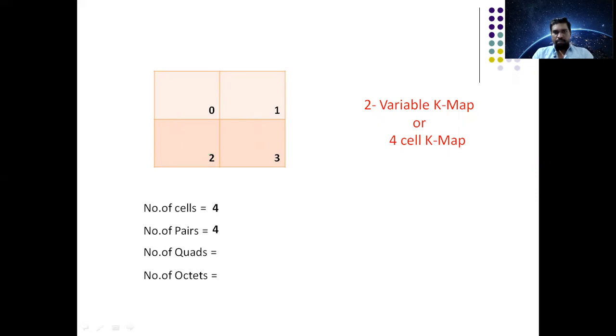Now, number of quads. What is meant by quad? Quad in the sense you should have 4 cells. Already I am having 4 cells here. All these 4 cells can be combinedly grouped as one quad. Why? Because 0 is adjacent to 1, 1 is adjacent to 3, 3 is adjacent to 2, and 2 is adjacent to 0. So all the 4 cells present in the K-map are adjacent to each other. So at a time directly I can group like this and write it as a quad. So number of quads is equal to 1.